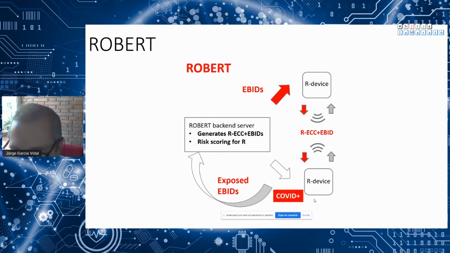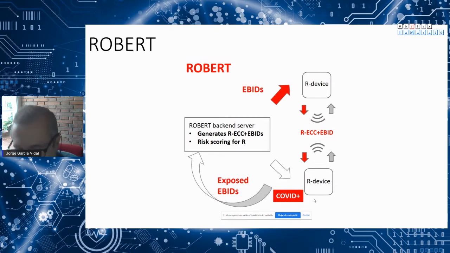I would like to explain very briefly how the two systems operate. Essentially, both systems are based on exchanging anonymous IDs. In the case of ROBERT, those anonymous IDs, which are strings, are called EBIDs. In the case of DP3T and GAEN, they are called EphIDs. So I will keep the two different names, but essentially they are random strings. In the case of ROBERT, the random strings are generated by the backend server. The backend server gives a list of EBIDs to the users.